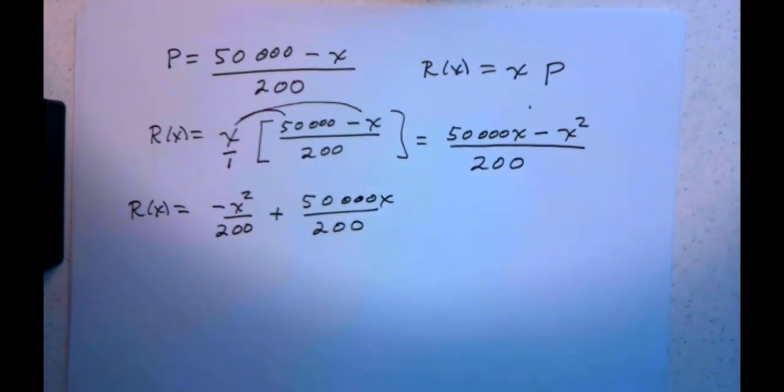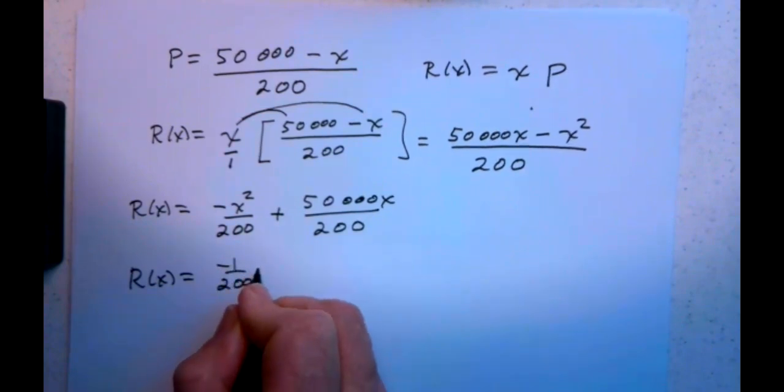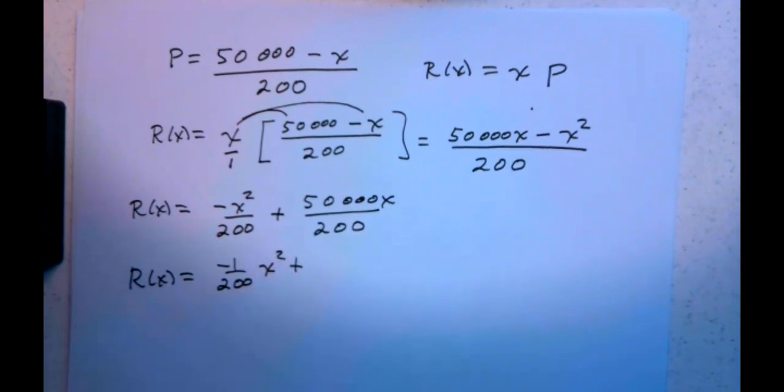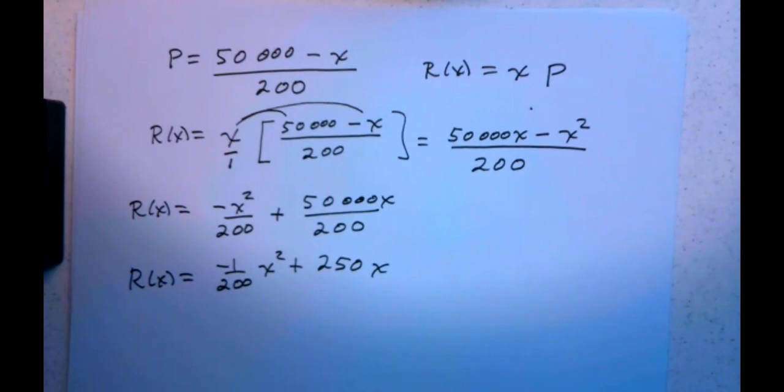I want to get it in that AX squared plus BX plus C form, so it's getting close. R of X is negative 1 over 200 times X squared, plus, what do we have next? We have 50,000 divided by 200. What will that give me? 50,000 divided by 200 is 250, plus 250X. Now, what do we want to do? We want to figure out what kind of window we want, what kind of vertex, find the vertex of this. That's our next question.